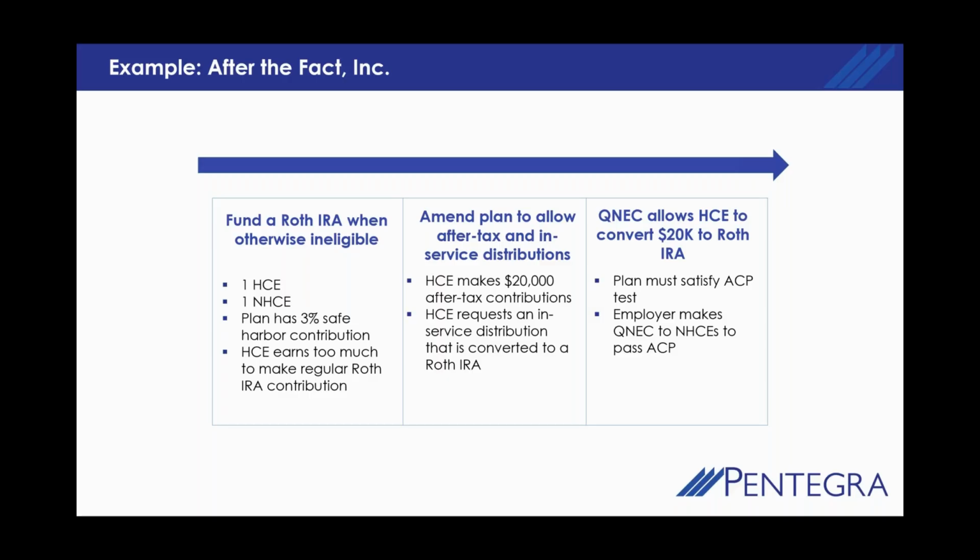Those are employer contributions made for that employee that are immediately vested and count in the test and can help us get through the test. It may be worth it to this employer to make those additional QNECs for the employees in order to put their additional $20,000 in to convert to a Roth.